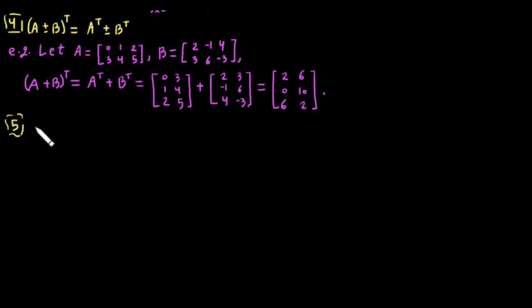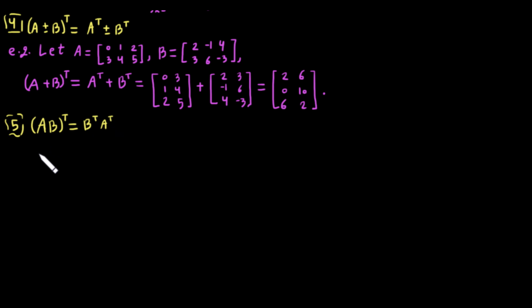Now the fifth property, if you have this matrix A multiplied by B and the whole thing transpose, you have to know that the order of these two matrices will change and you have to insert the transpose. So it will be B transpose and here A transpose. So you have to change the order here and put the transpose.